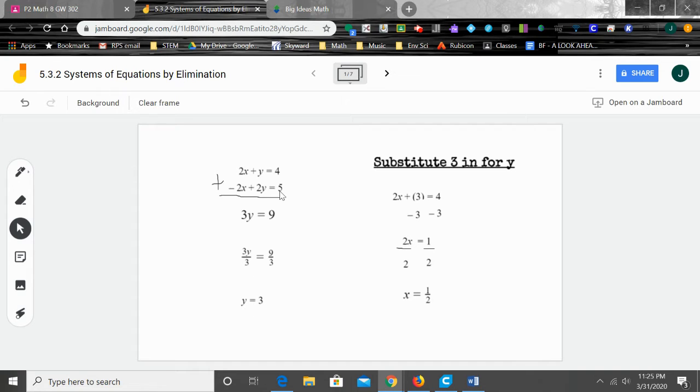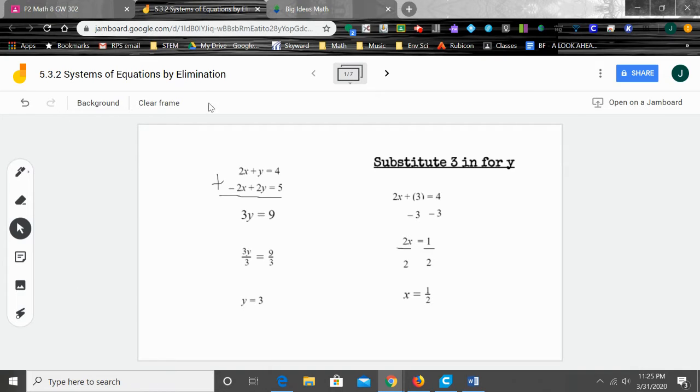And then what we did is we just substituted it back into one of the equations. In this case, I substituted into the first one just because my life was a little bit easier. And that's right here. So 2x plus y is 3, so we just put in 3 equals 4. Subtract 3 from both sides. We get 2x equals 1. Divide by 2 from both sides, and we get x equals a half.